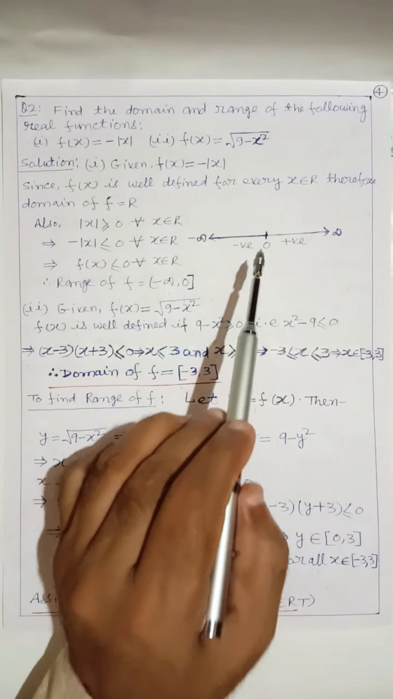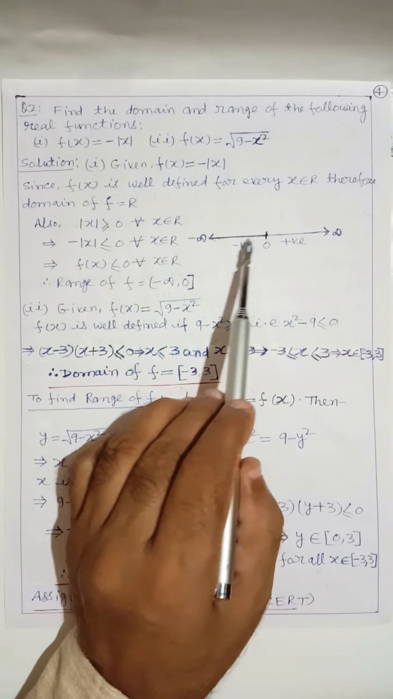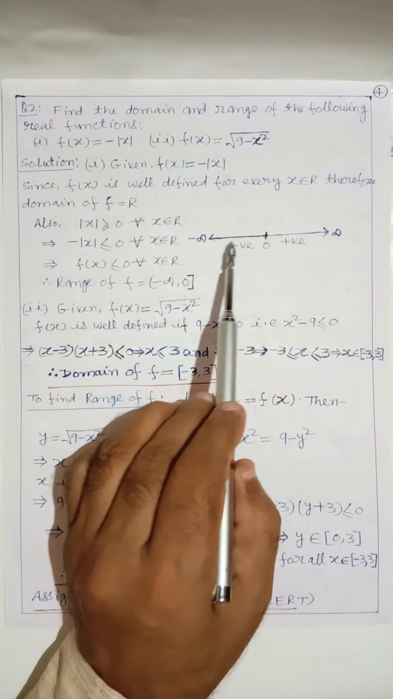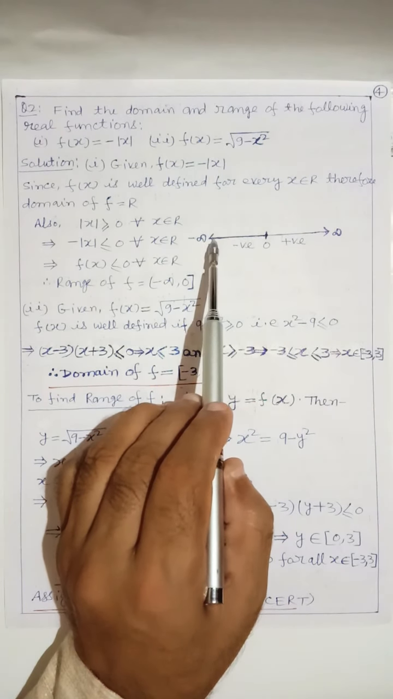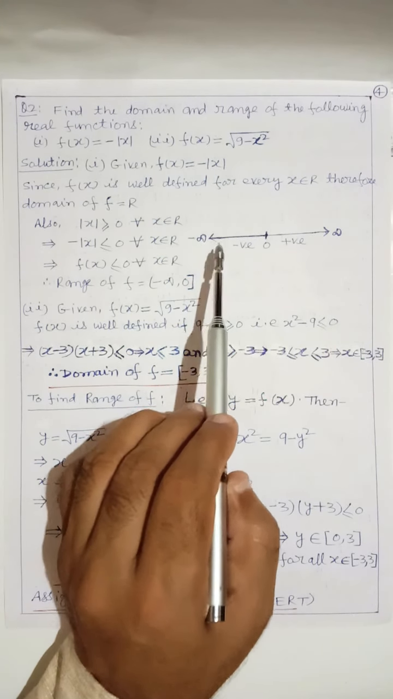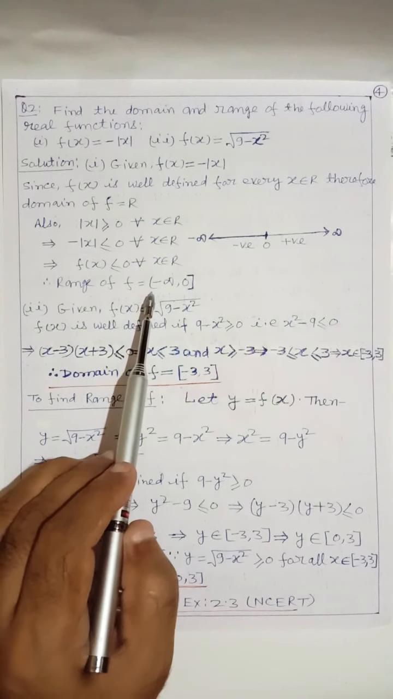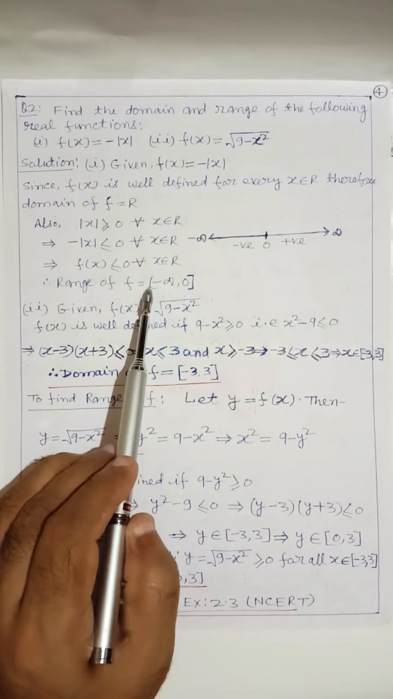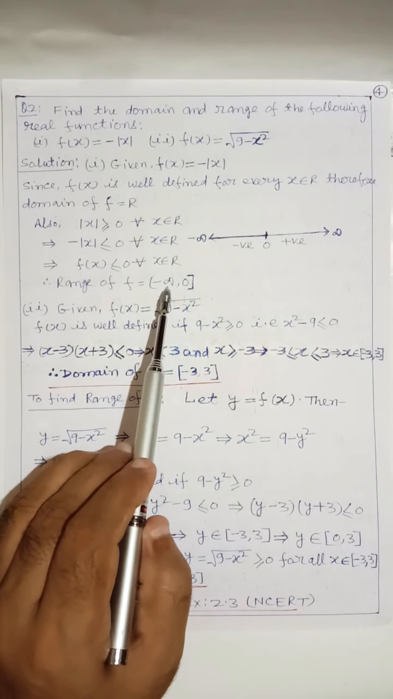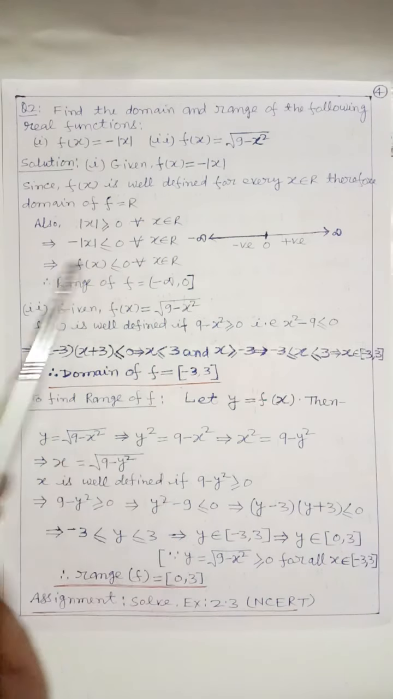0, and we can see from this figure that 0 is also included, and up to minus infinity, because at minus infinity it is not defined. So we take the left open interval minus infinity to 0.